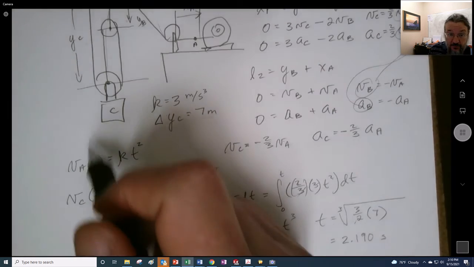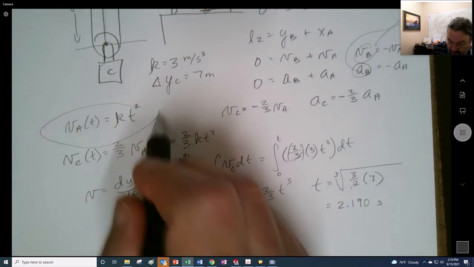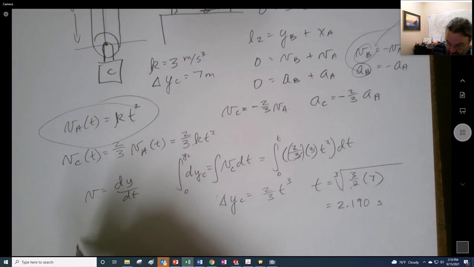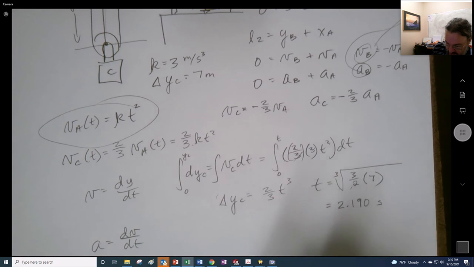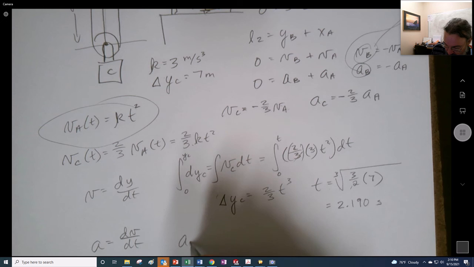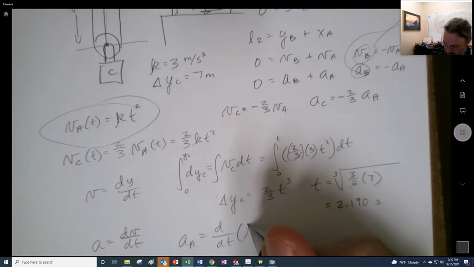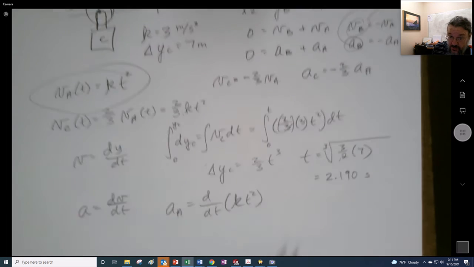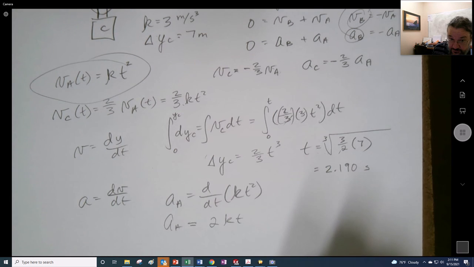Now I can figure out the acceleration of this using the same information that I had up here. Let's say I want to find the acceleration of A. We know that the acceleration is dv/dt, right? So I can find the acceleration of A just by taking the derivative of k t squared right there. So we get 2kt as the acceleration.